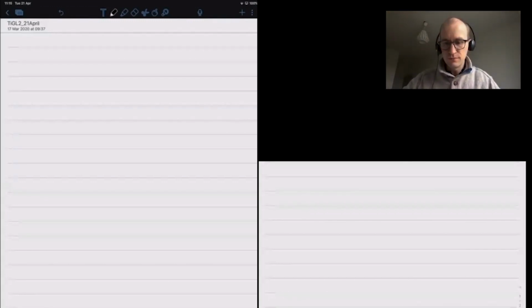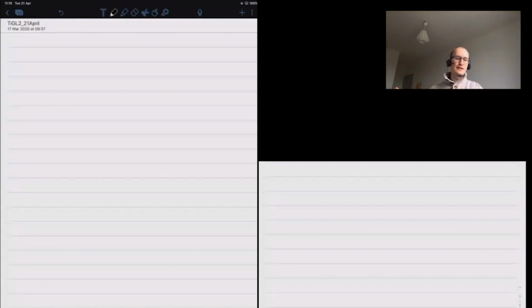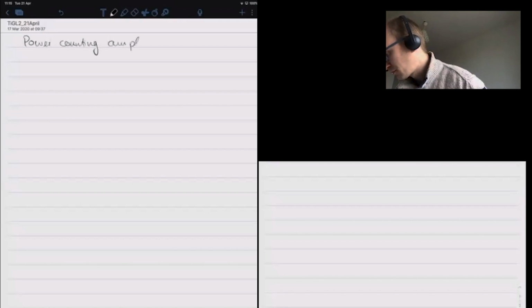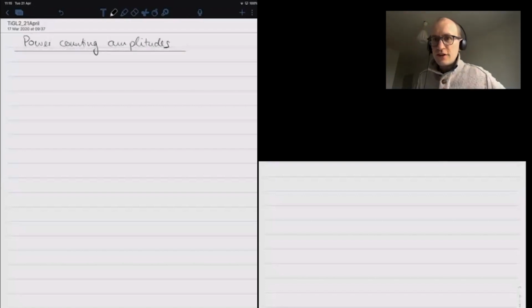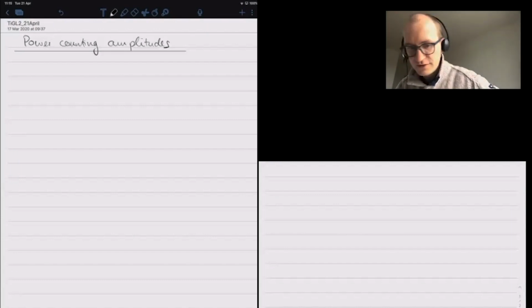So this was a somewhat detailed overview of this EFT idea, and now let's really get into the meat. What we're going to do is properly power count amplitudes. This is basically to answer the question of what terms to include in lambda EFT once we have specified the accuracy that we're interested in. So this is the answer to the question.